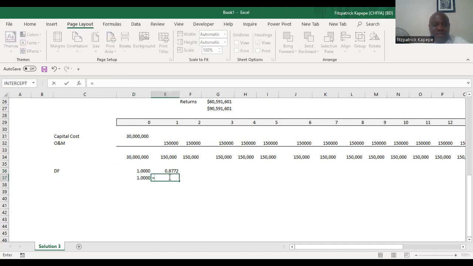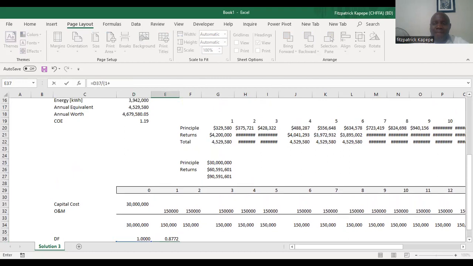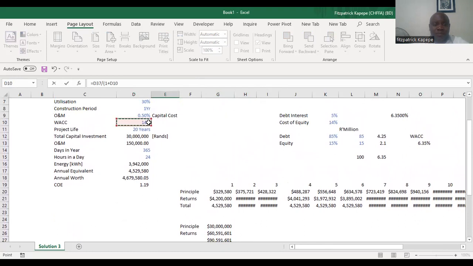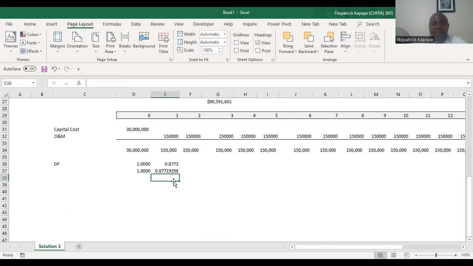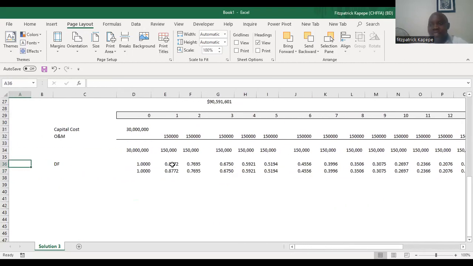But there you have what you do, you say 1 divided by, so instead of 1 divided by, you come here, you have this divided by 1 plus. This is method 2. Something like that. Pick this and press Control R, meaning you're copying to the right. So you can see the numbers are the same. It doesn't matter which method you use.